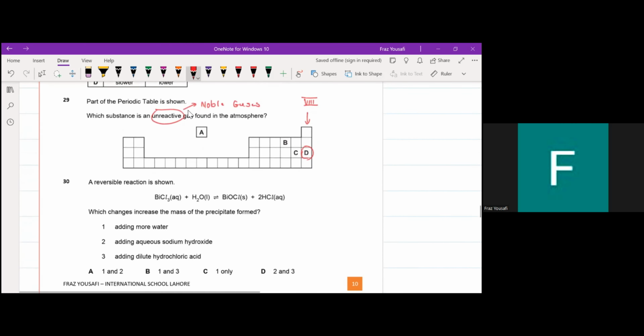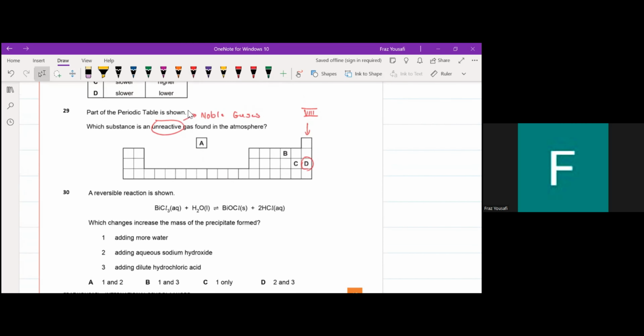Number 30. Reversible reaction is shown. Which changes will increase the mass of the precipitate? Again, working on the idea of precipitation, knowing that you understand precipitation is on the product side, not on the reactant side. Secondly, if we want to increase the mass of the precipitate, we want the equilibrium to shift to the right-hand side. And the way that it's going to shift to the right-hand side is by doing things to the left. So adding more water, correct.